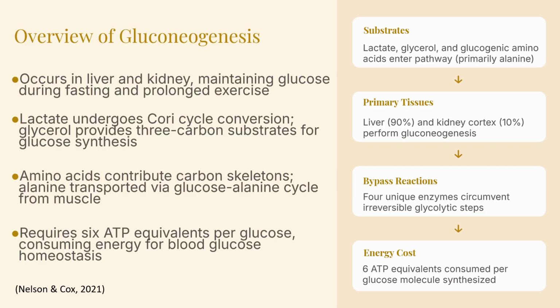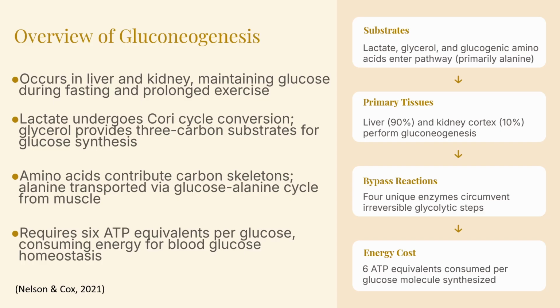Gluconeogenesis is the metabolic pathway responsible for the synthesis of glucose from non-carbohydrate precursors. This process occurs primarily in the liver, with the kidneys also contributing, especially during prolonged fasts. The main purpose of gluconeogenesis is to maintain stable blood glucose levels when dietary glucose is unavailable, such as during fasting, starvation, or extended periods of exercise. This is essential because several tissues, including the brain and red blood cells, rely heavily on glucose as a primary energy source.